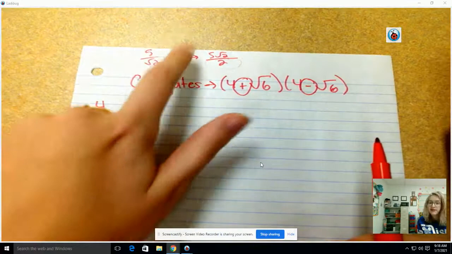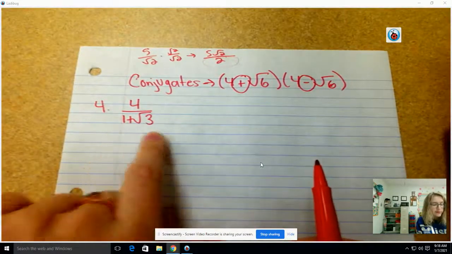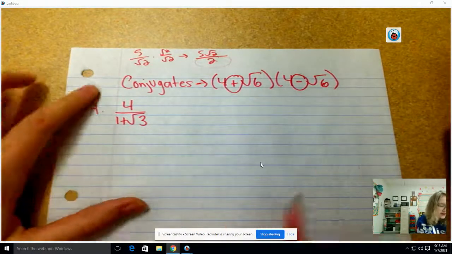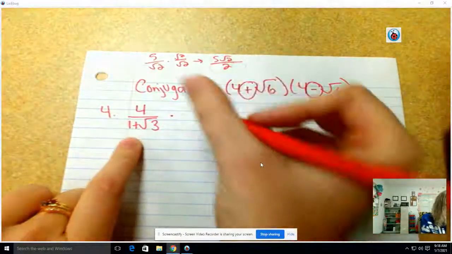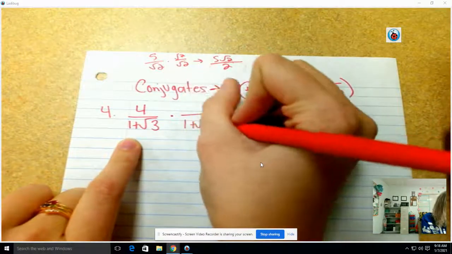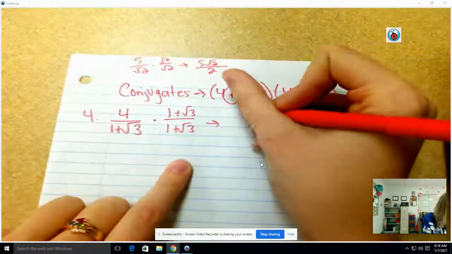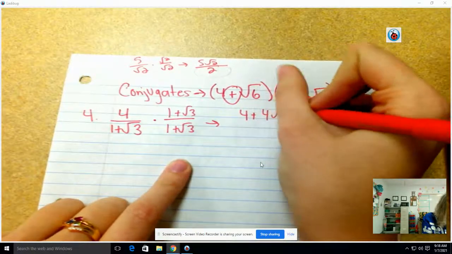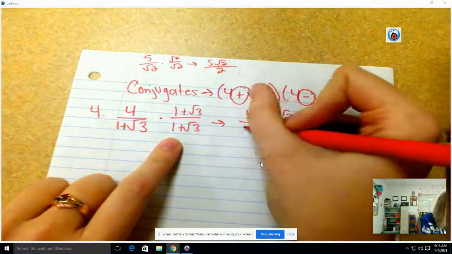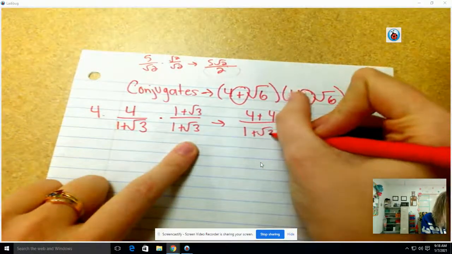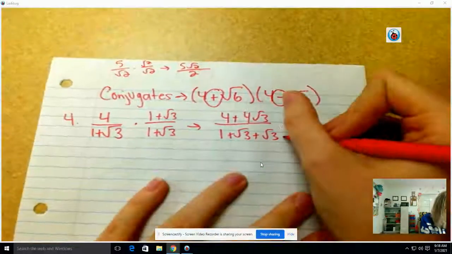So here, let's do it the same way we did it earlier. We would multiply by the denominator, 1 plus radical 3, over 1 plus radical 3. That's going to give us 4 plus 4 radical 3. And then we're going to go through our steps, and we're going to have 1 plus radical 3 plus radical 3 plus 3. And then that's going to give us 4 plus 4 radical 3 over 4 plus 2 radical 3.